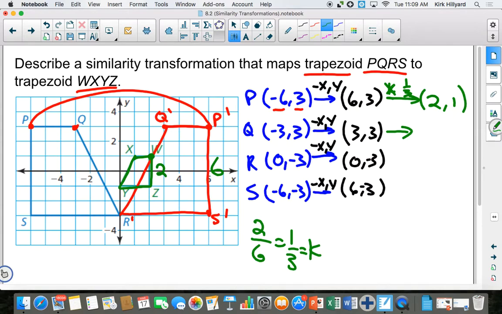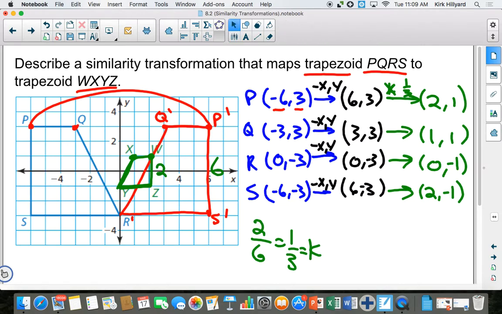And if you do the same thing all the way down, you have 1 and 1, 0 and -1, and 2 and -1. And that's our new ordered pairs for our final shape. So we reflected it and then we dilated it is what happened here. And notice above the arrows we put what transformation we're doing there in order to make our new shape.